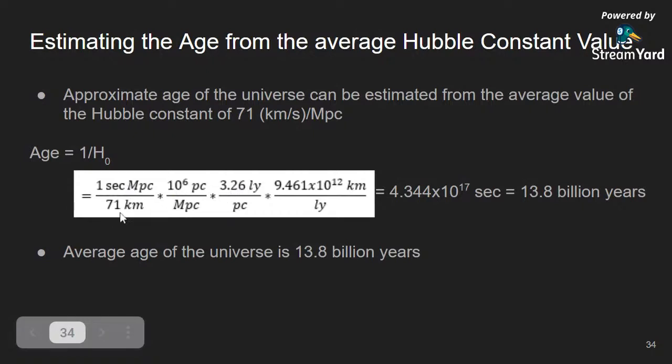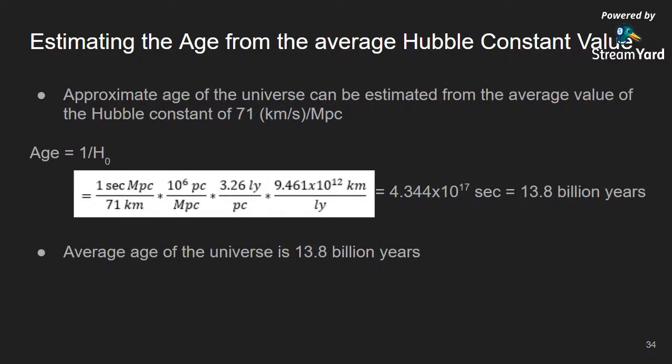If you use 71 kilometers per second per megaparsec, plug in all the numbers, how many light years in a parsec, how many millions of parsecs, kilometers in a light year and a year and so forth, you'll get 4.34 times 10 to the 17 seconds. Convert that to years, that's 13.8 billion years.